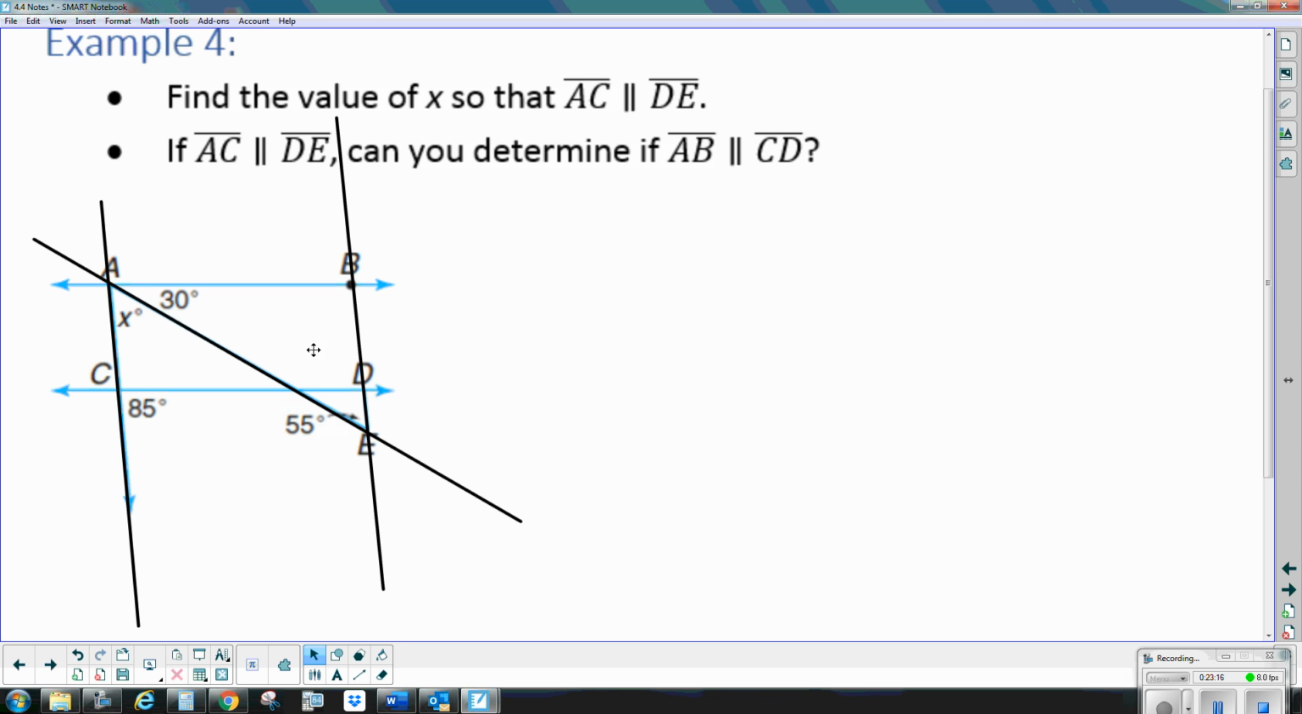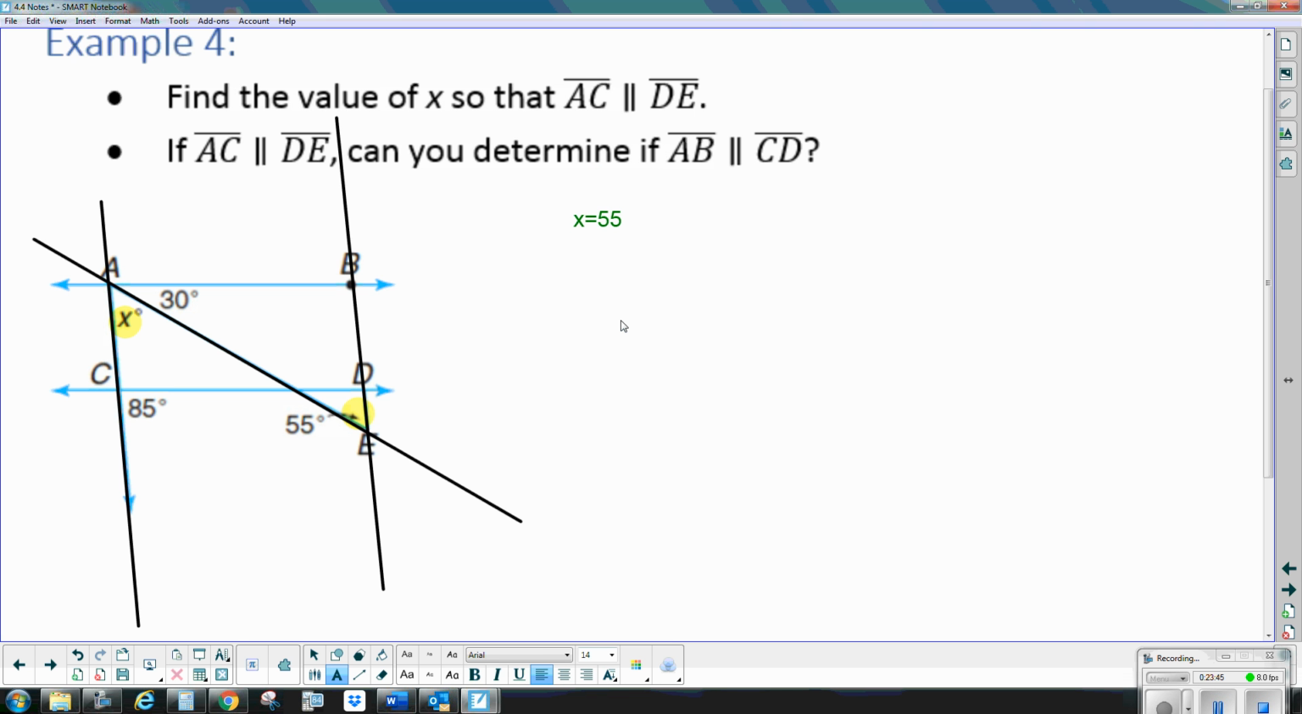And in parallel lines, which would be AC and DE, so within parallel lines, alternate interior angles are congruent. So I have this angle, 55 degrees right here. Angle AED is 55. Therefore, angle EAC has to also be 55 degrees. Therefore, x equals 55.